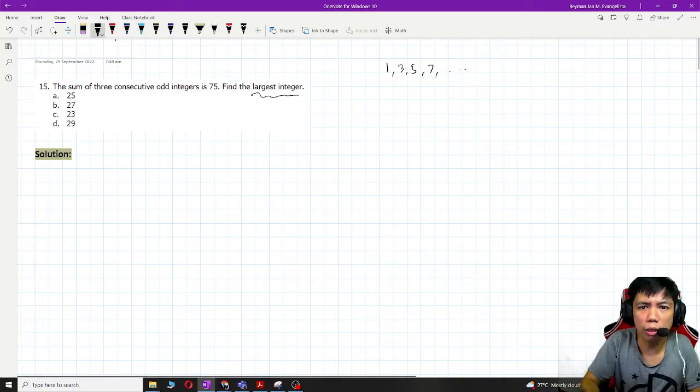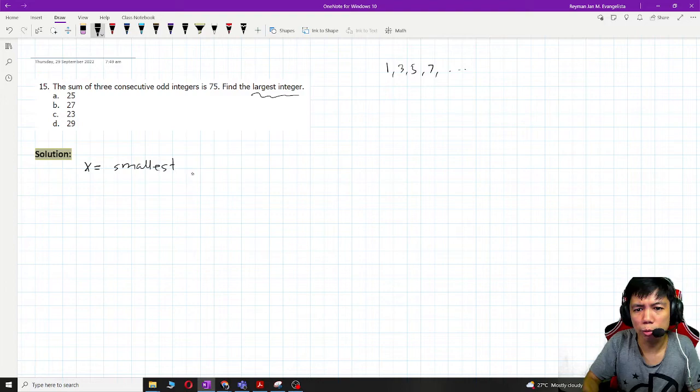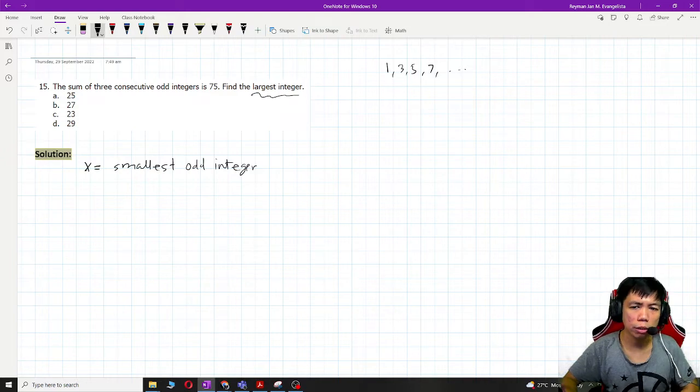So, let's say x. Ito yung smallest. Let's say, it is an odd integer na. Smallest odd integer. Pero guys na, merong expression na will make sure that a number is an odd.